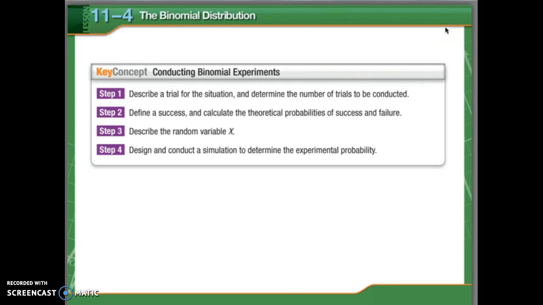Next, we have a key concept on how to conduct a binomial experiment. The first step in the four-step process is to describe a trial for the situation and determine the number of trials that you're going to conduct. Step 2, define what success is and calculate the probability of success and failure. Step 3, describe the random variable x. What is x? What are you measuring? What are you looking at? Step 4, design and conduct a simulation to determine the experimental probability. The goal here being that you figure out the experimental probability.